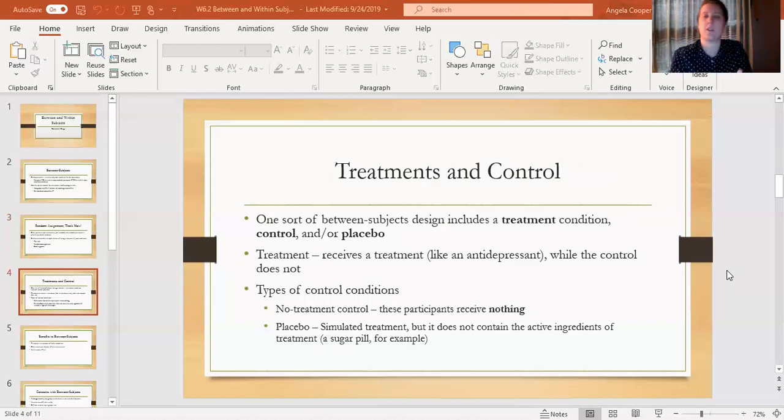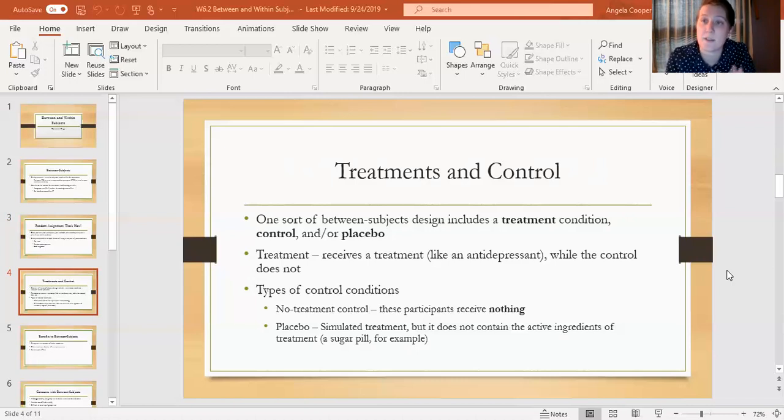One sort of between subjects design that I'm sure you are at least familiar with or have heard of is where we have a placebo. So we have treatments and control: a treatment condition and a control condition, or placebo. Let's say that you're testing a new drug, an antidepressant. The treatment condition will receive that drug. They'll receive your Zoloft or whatever new antidepressant you're testing, whatever you want to call it. Probably don't call it Zoloft, because Zoloft's going to get upset. But anyway, you have this new treatment that you're testing.